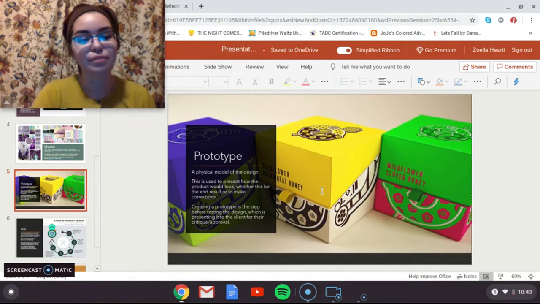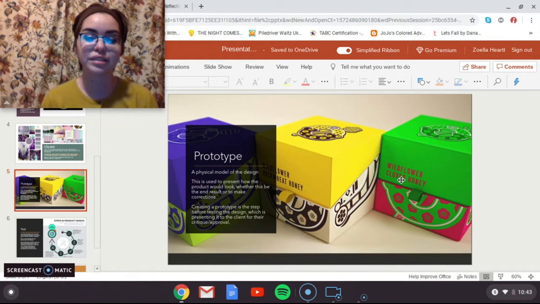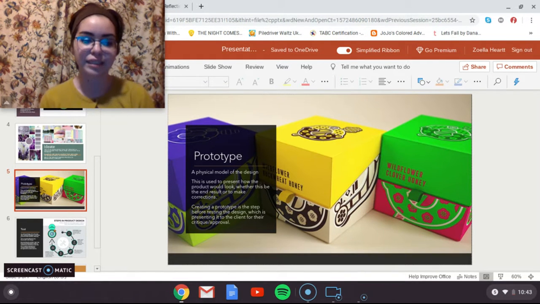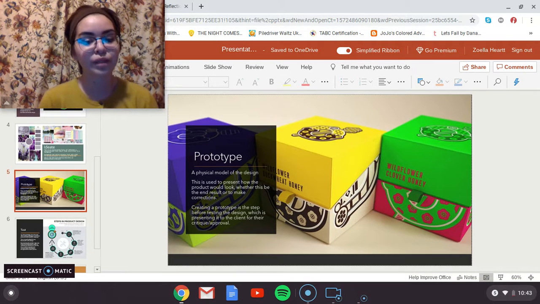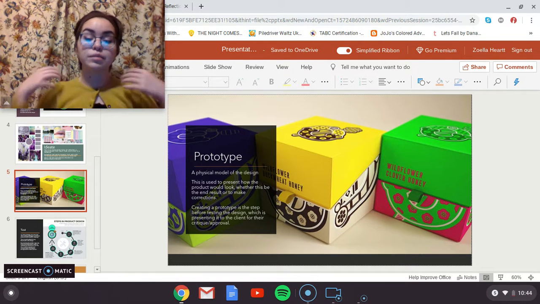Next is prototype. So prototype is a physical model of the design. This is used to present how the product would look, whether this be the end result or to make corrections to it. Creating a prototype is the step before testing the design, which is presenting it to the client for their critique and approval of what is being presented.